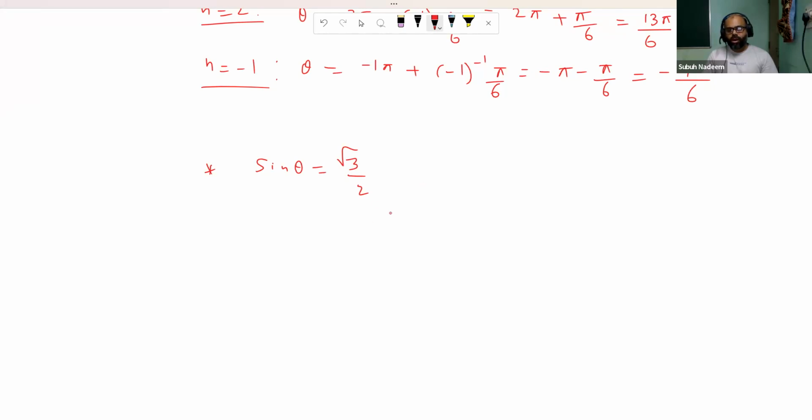Theta 60. If you write it in radian, pi by 3. So that is one value. Other values, I want 4 to 5 values, including some negative, some positive.